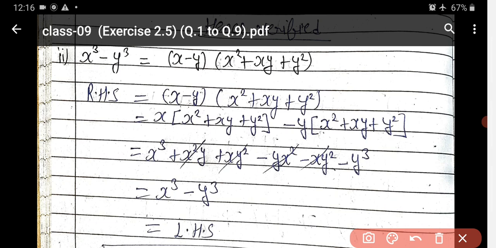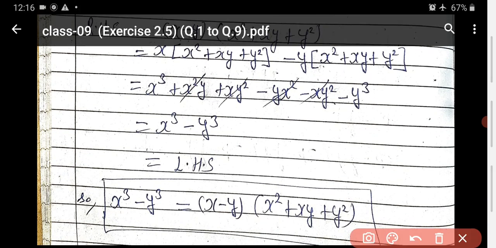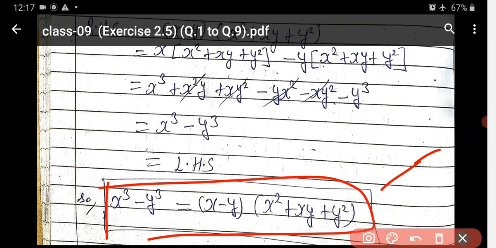Now simply do the calculation. x into x square, you get x cube, x into xy, you get x square y, x into y square, you get xy square. Okay, now minus y into x square, minus yx square, minus y into plus xy, minus xy square, and minus y into y square, you get minus y cube. Now just check, x square y positive and x square y negative, xy square positive, xy square negative. So you get x cube minus y cube. It is equal to the left hand side, so you have to verify, put it in a box and then write hence verified.